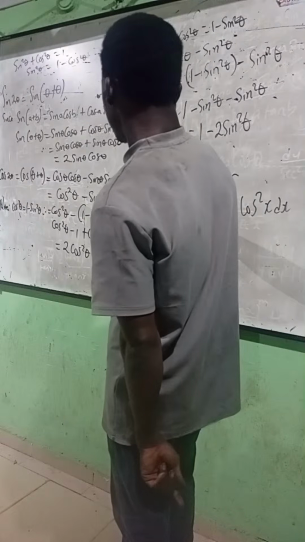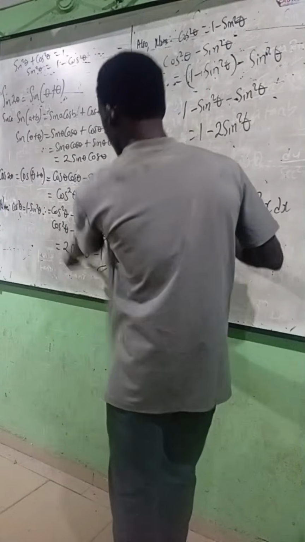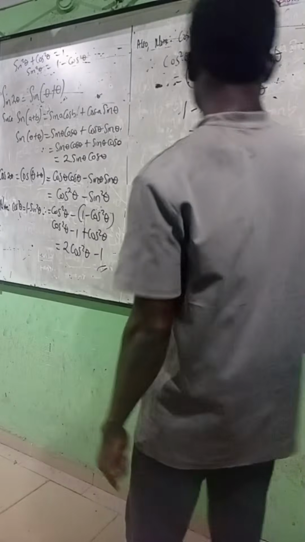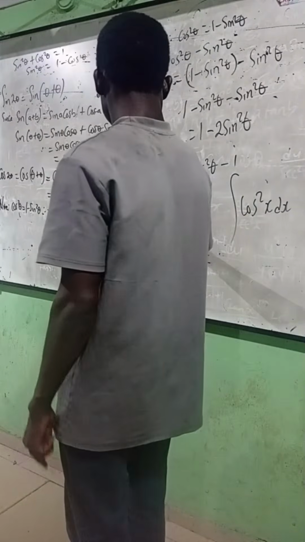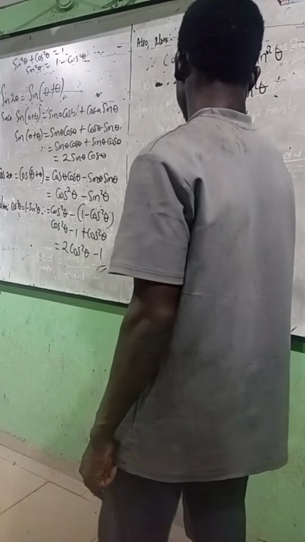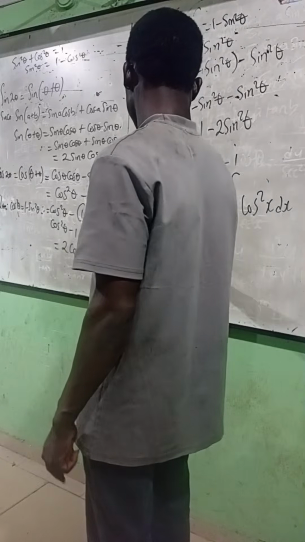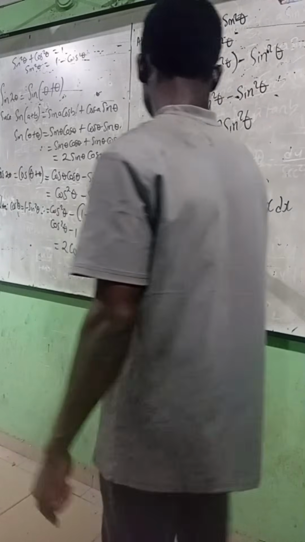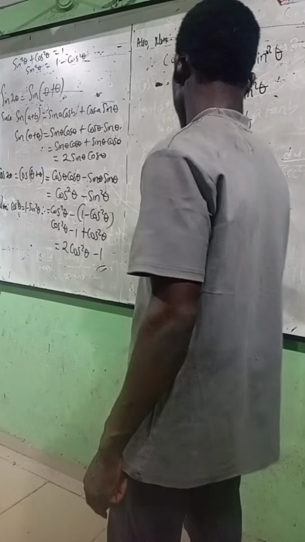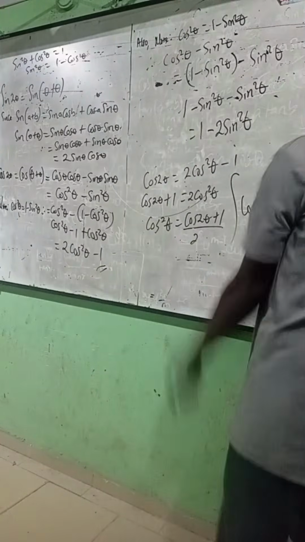Cos 2 theta is what? 2 cos square theta minus 1. Take this to the other side: cos 2 theta plus 1 is 2 cos square theta. Divide both sides by 2, so cos square theta equals cos 2 theta plus 1 over 2. It's very easy to integrate this.